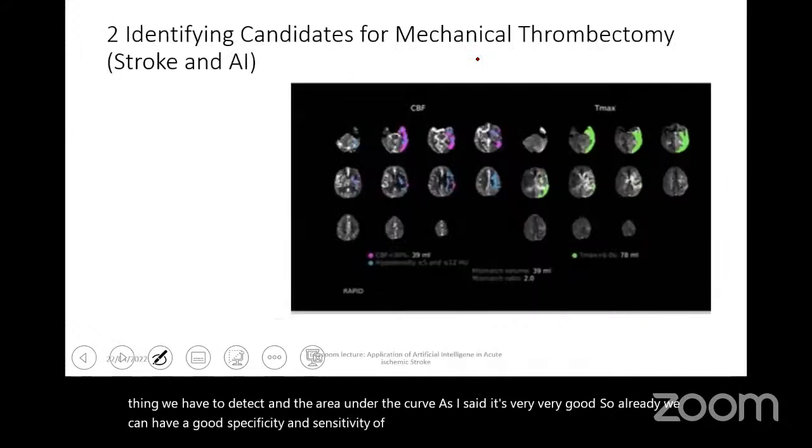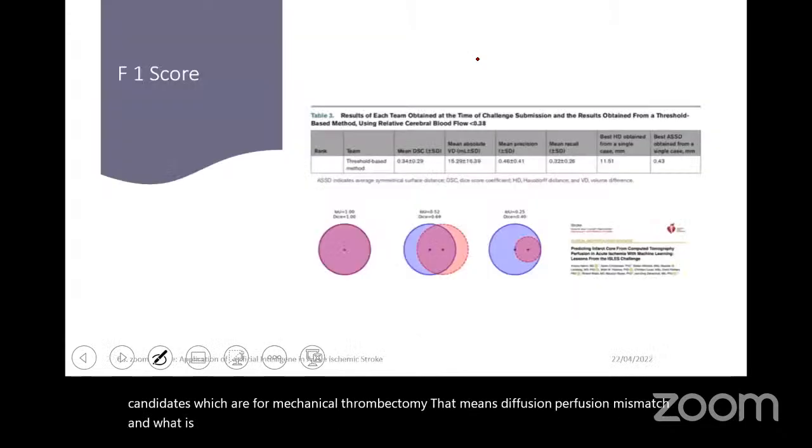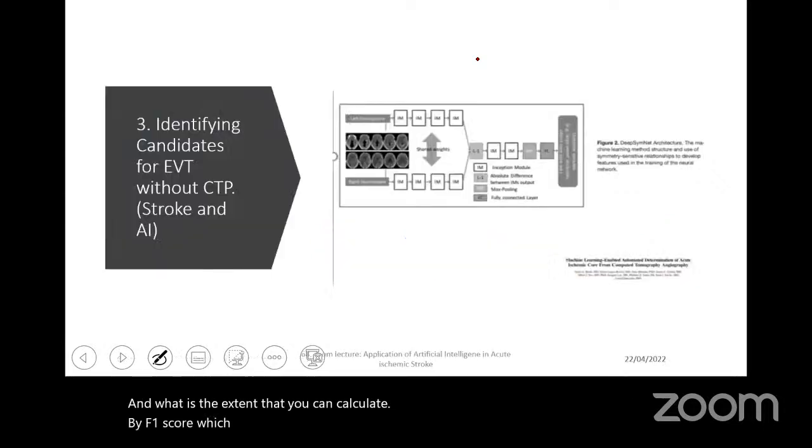The second one is measurement of the volume. Candidates for mechanical thrombectomy, that means diffusion perfusion mismatch, and the extent of it you can calculate by F1 score, which the scientists will give us.